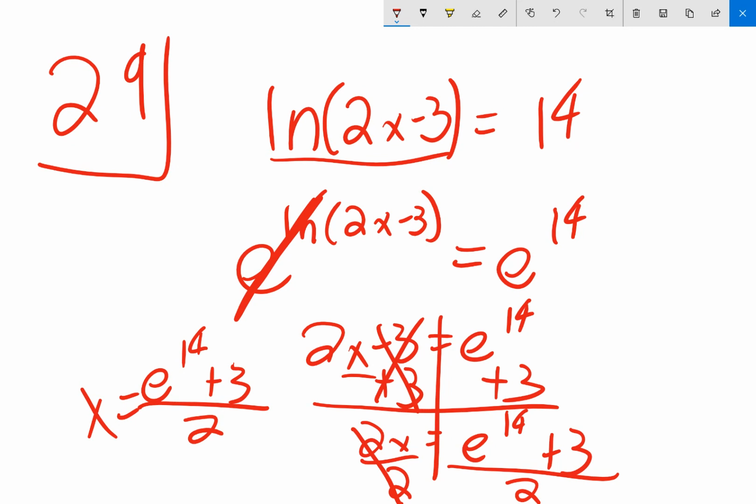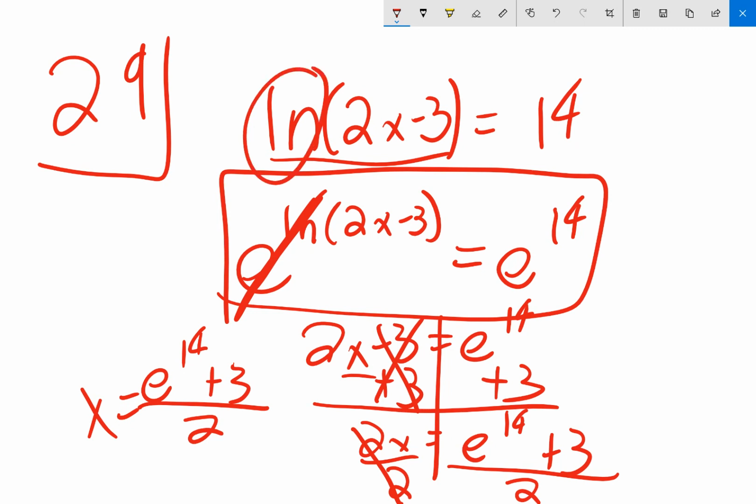It is a number, but I'm happy just to leave it as the e to the 14th because that's just good. But remember how you use e in the beginning of this problem. You see natural log, you want to cancel out natural log, but to do so you use e. And when you use e, it makes all that stuff an exponent. So try to keep that in mind. Number 30.